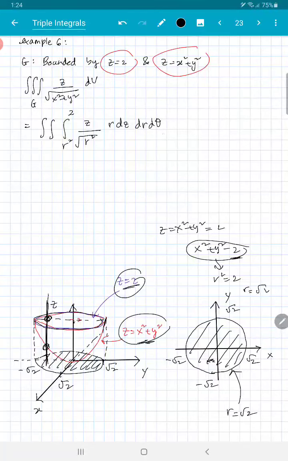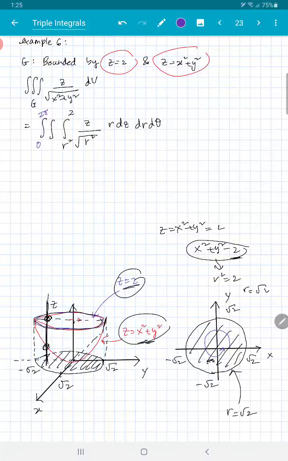So here let's get the limits for theta. For theta, we measure from the positive x-axis in the anti-clockwise direction. You can see that it does start at 0, because it's the whole circle, so theta is going to be from 0 to 2 pi.